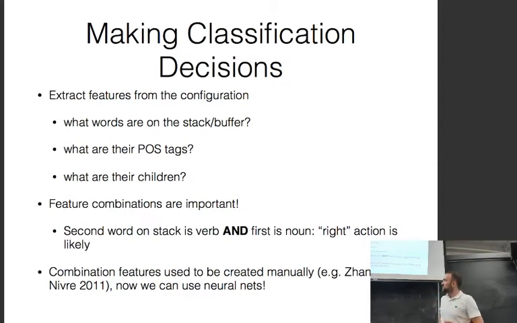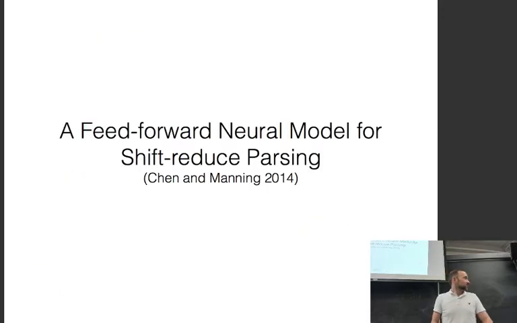But now, fortunately, we can use neural nets, and neural nets are good. If they're good at anything, they're good at basically extracting combination features for us. So here's a first attempt. This was the one neural model that was mentioned in the reading, but it was mentioned extremely briefly, so I'll talk about the details here.